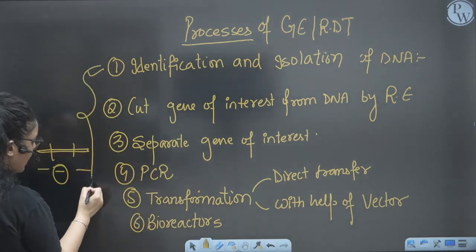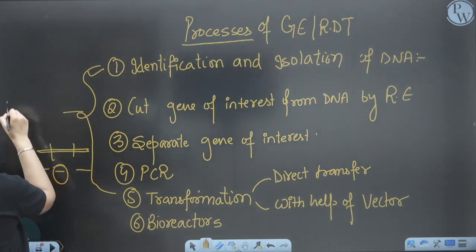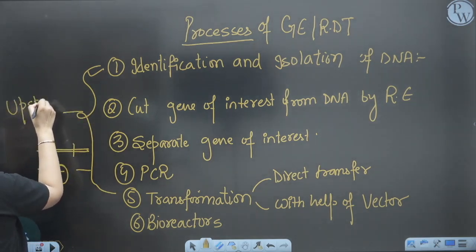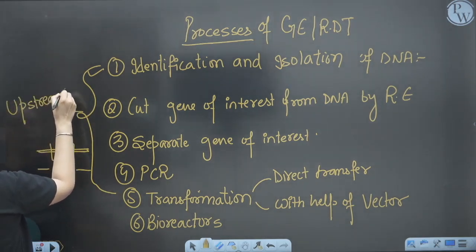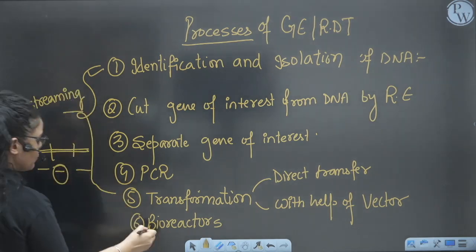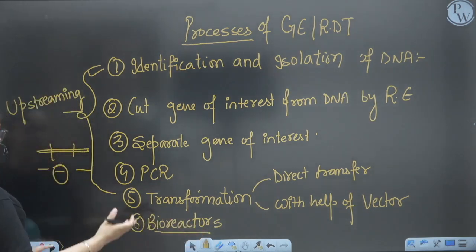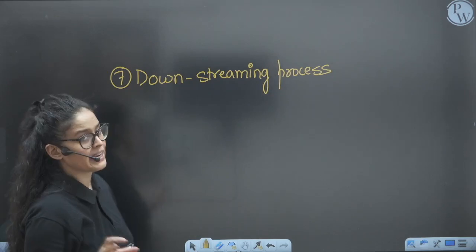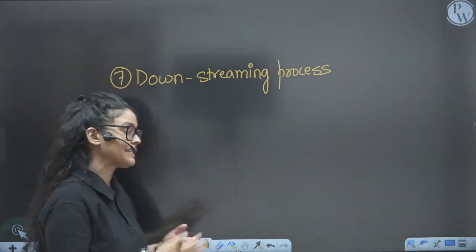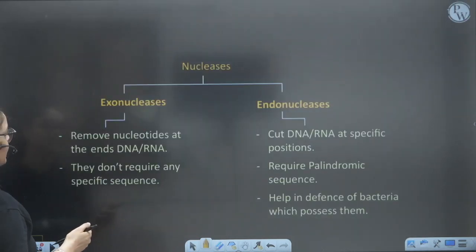Till the 5th step, we call it upstreaming. Upstreaming means all these parts. And then we will use the bioreactor to form the product. And after that, we will purify our product. So let's see these processes one by one in detail, right?